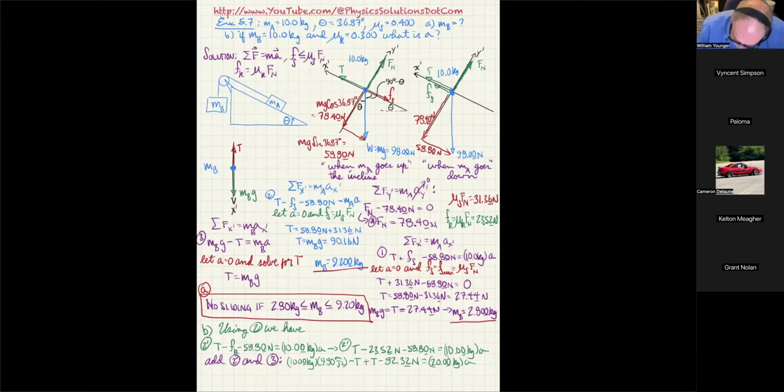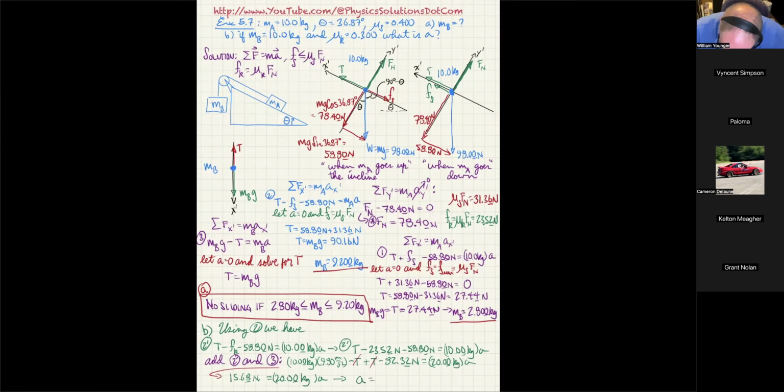You can see that the T and the negative T cancel out. You can also see that the 10 times 9.8 becomes 98. So I'm going to do 98 minus 82.32, which gives me 15.68. Oops, I wanted that to be in green. So this implies 15.68 newtons is equal to 20.00 kilograms times A, and A is what we're wanting to solve for.